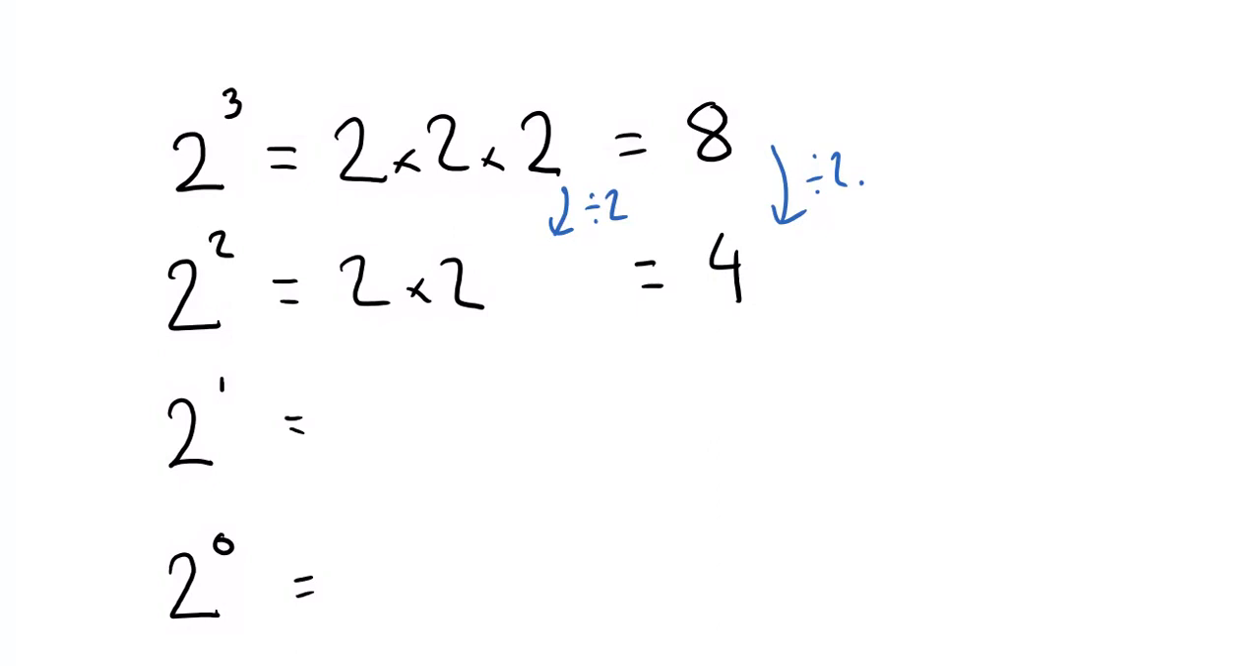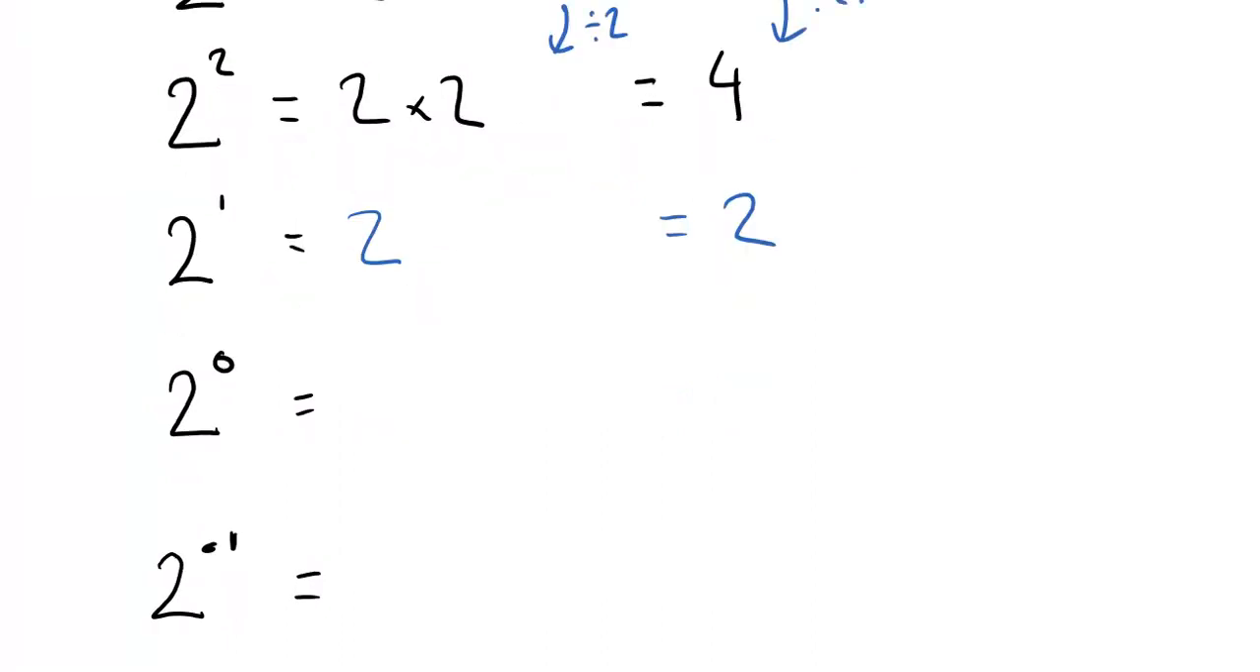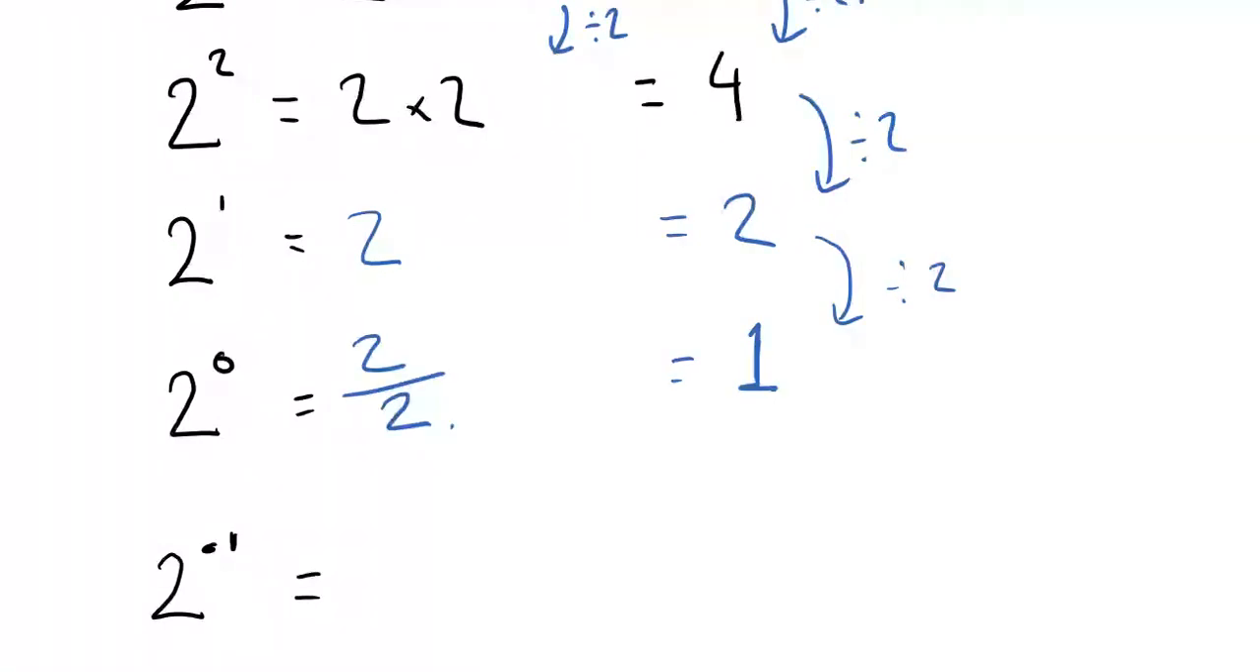So logically, the next step is going to be 2, isn't it? It's just going to be one lot of 2. And if we carry this pattern on again, what do we think 2 to the 0 is going to be? Well, if we divide by 2 again, we're going to get 1. So 2 to the power of 0 is a bit like having 2 divided by 2.